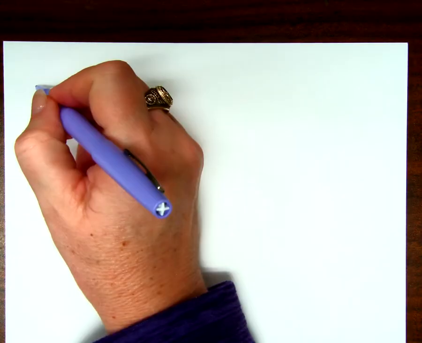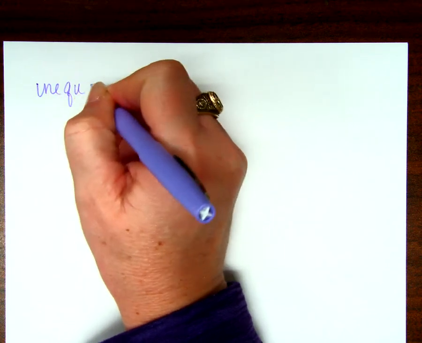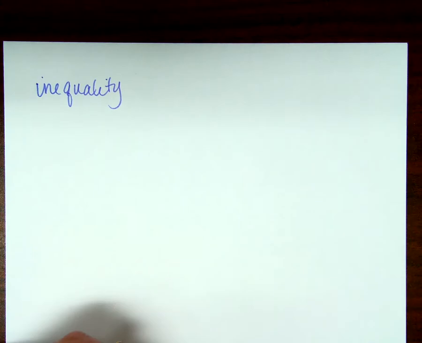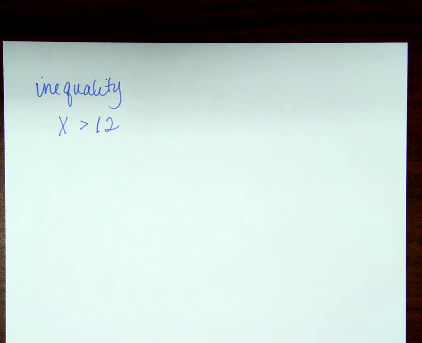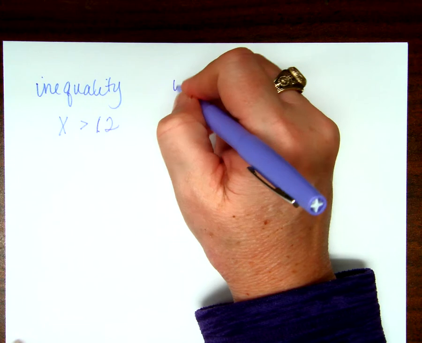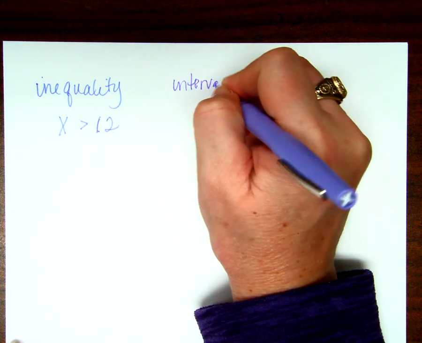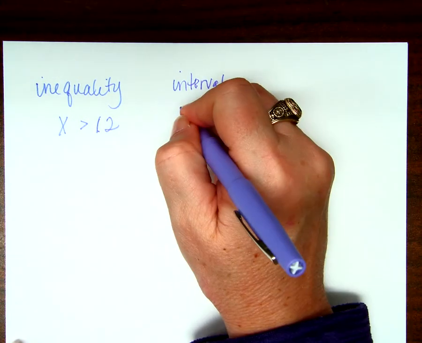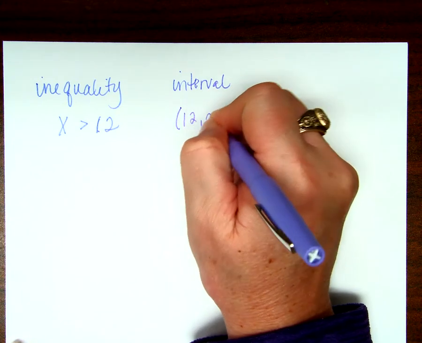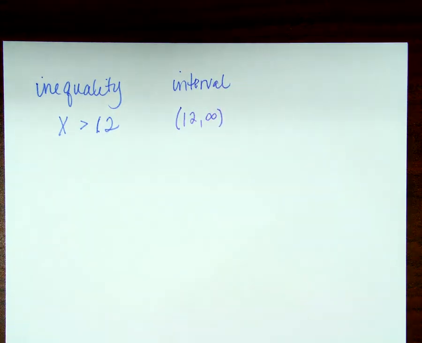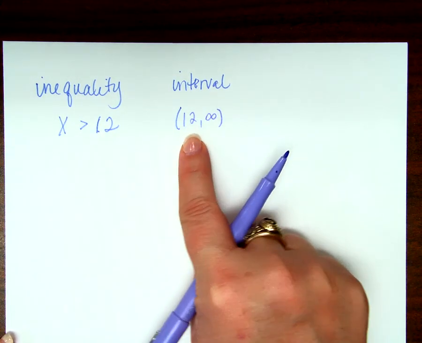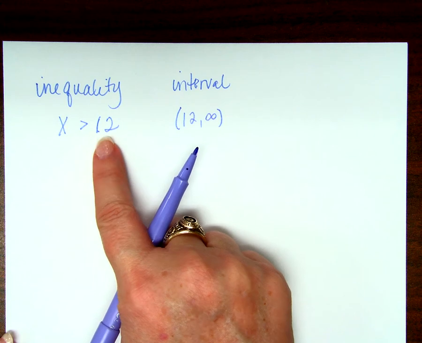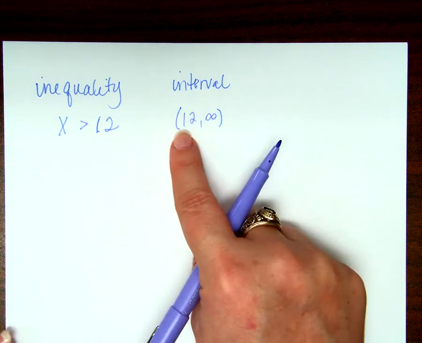So first of all, inequality notation is the one you're most used to. It looks like this: x is greater than 12. If x is greater than 12, in interval notation, which is our objective, it looks like 12 to infinity. Everything greater than 12, so it starts at 12 and goes to infinity, right? Now, it's not including 12, it's just everything greater than 12, so I'm not including 12 right here, okay?